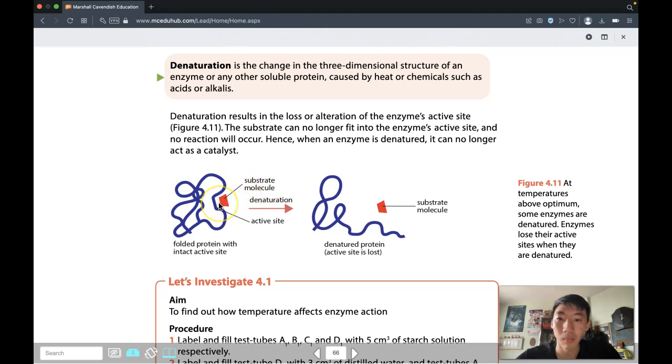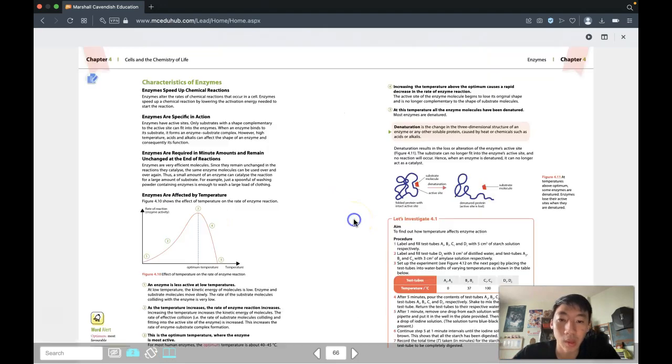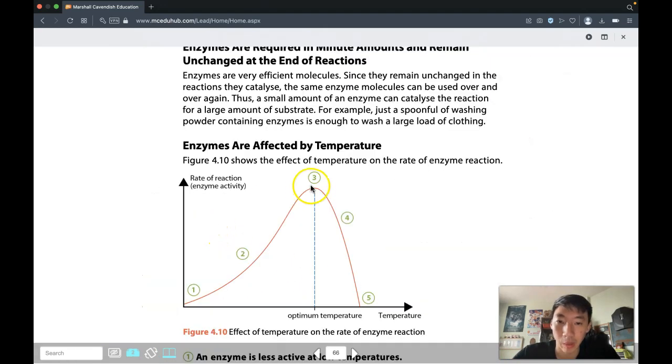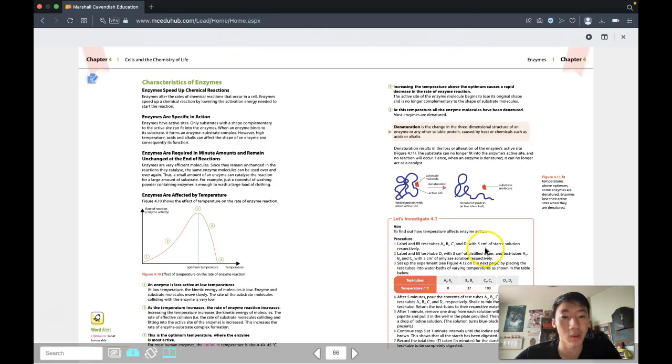But if you start to heat it up, protein would react to the heat, and as it's being heated up, the shape of the protein will start to change, and it changes into this funny shape. Now, the substrate can no longer bind to it because there's no more active site. Active site is lost. This happens the moment it crosses the optimum temperature. So even at point 4, some of the enzymes are already starting to get denatured. And eventually, all or most of the enzymes will be denatured at point 5.